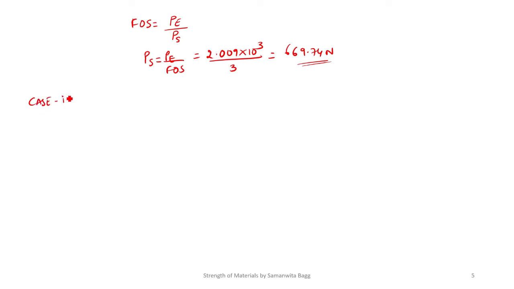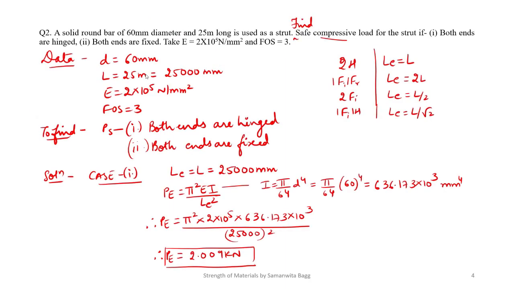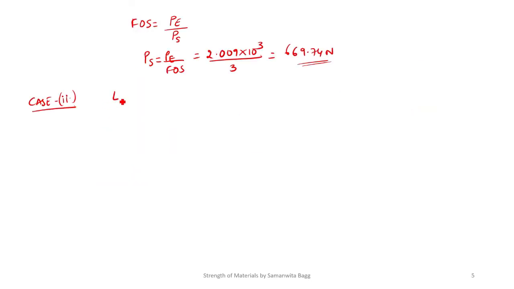Now next, I go to case 2, wherein both ends are fixed. When I say both ends fixed, my LE is L by 2. So I'll write here LE is L by 2 for both ends fixed. So this will now be 25,000 divided by 2, that is 12500 mm.